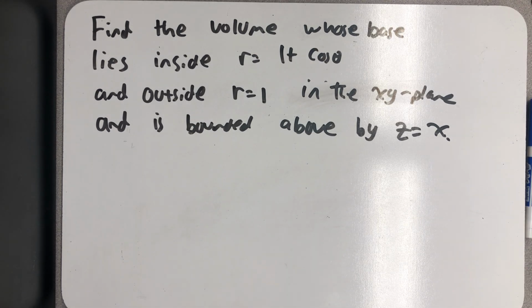Find the volume whose base lies inside the cardioid r equals 1 plus cosine theta and outside the circle r equals 1 in the xy plane. The volume we're looking for is bounded above by the plane z equals x. So what we really have is a cylinder that's not a circular cylinder, right?